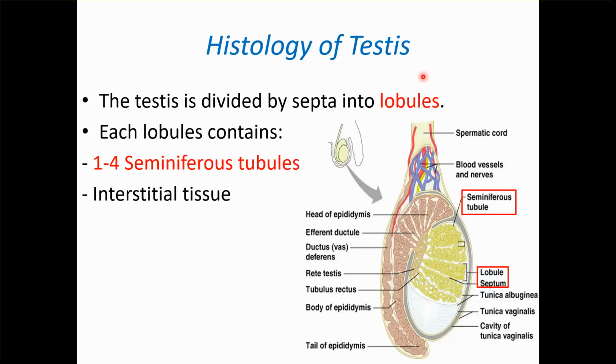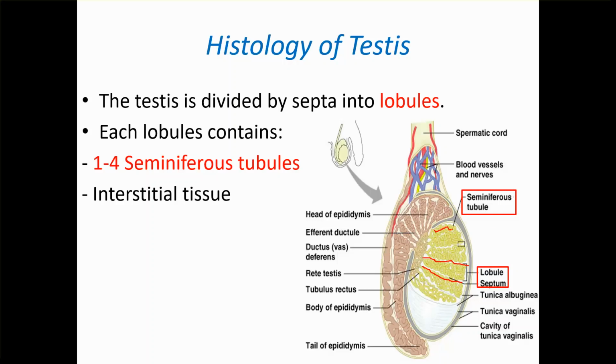Now coming to the histology of the testis. The testis is divided by septae into lobules. You can see the section of the testis over here, and this is a septum. If you draw the line through this, it is called the septum. The septum divides the testis into different lobules. This is a lobule and this is the septum separating the lobules, and each lobule contains seminiferous tubules.